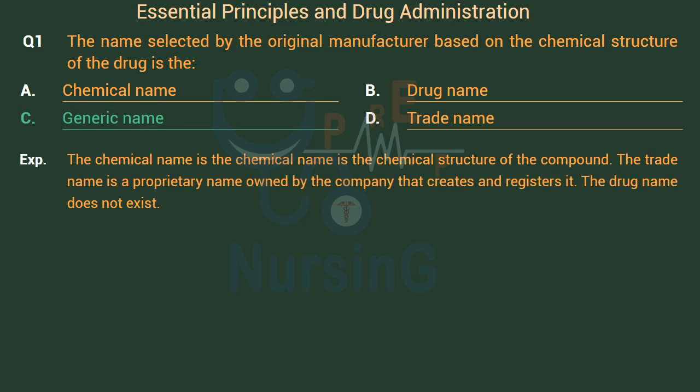Generic name. The chemical name is the chemical structure of the compound. The trade name is a proprietary name owned by the company that creates and registers it. The drug name does not exist.